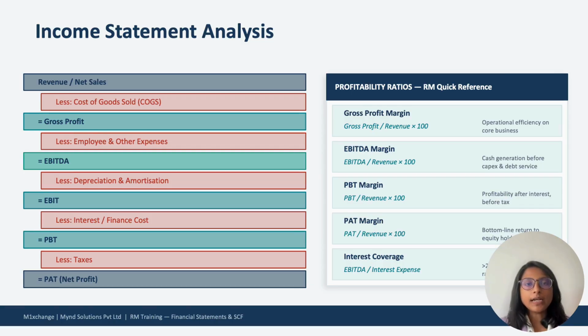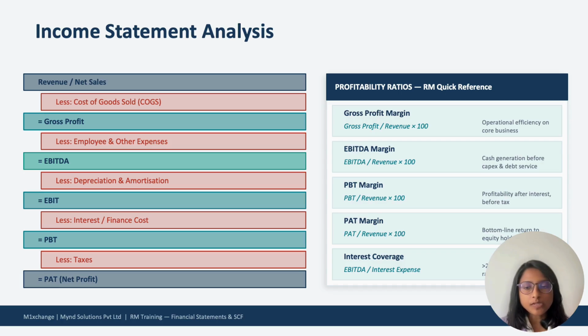And this is the most critical one, as I said. So for example, if my EBIT is say 100 crores and the interest expense, the interest which I have to pay on my loans, debt, is say 20 crores.